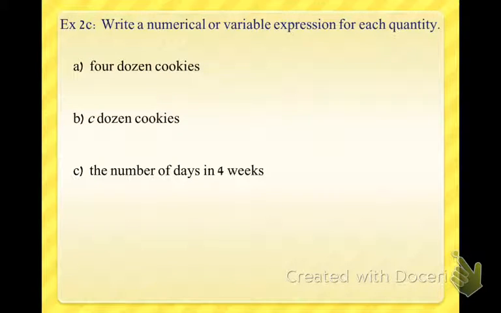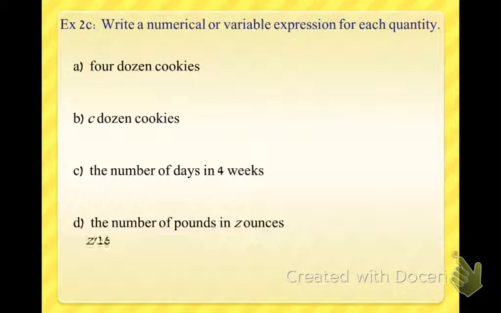2C: again, write a numerical or variable expression. This one has both. You have 4 times a dozen. A dozen is 12, for those who do not know. So it would be 4 times 12. I'm not asking for the number. Please don't give me the answer. I just want you to write down the expression, which would be 4 times 12.